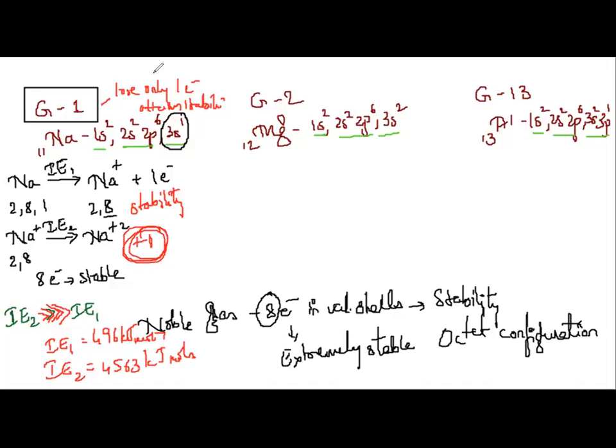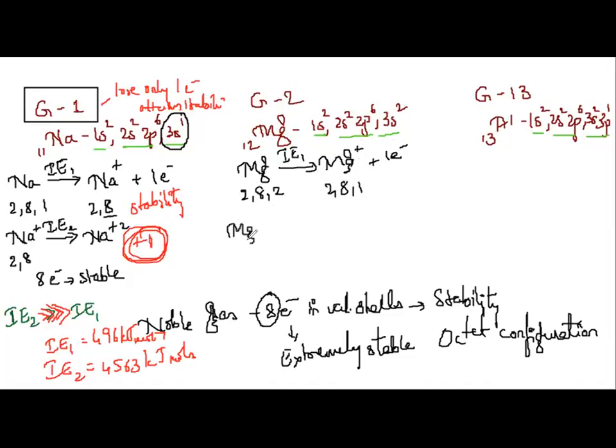Okay. Coming to group 2 elements, magnesium. Now, for magnesium, I will apply the first ionization energy and one electron is lost. So it becomes Mg plus, and 1 electron comes out. Here the configuration is 2, 8, and the outermost shell has 2. So when magnesium loses 1 electron, it becomes 2, 8, 1.